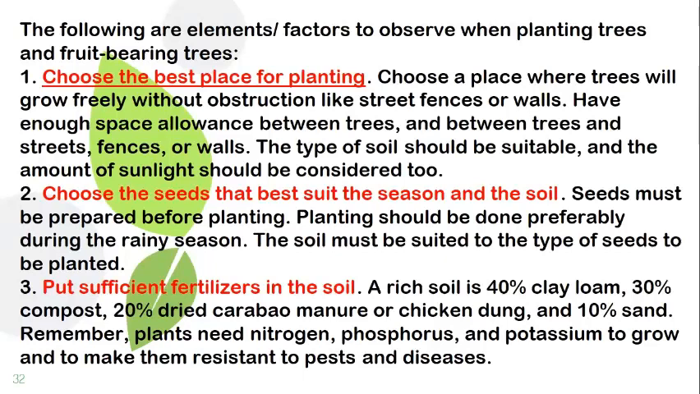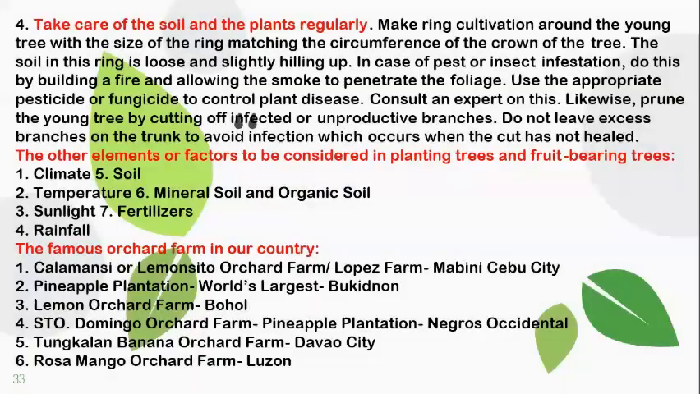1. You have to choose the best place for planting. 2. Choose the seeds that best suit the season and the soil. 3. Put sufficient fertilizers in the soil. 4. Take care of the soil and the plants regularly. And you have there the other elements or factors to be considered in planting trees and fruit-bearing trees. 1. Climate. 2. Temperature. 3. Sunlight. 4. Rainfall. 5. Soil. 6. Mineral soil or organic soil. And 7. Fertilizers.